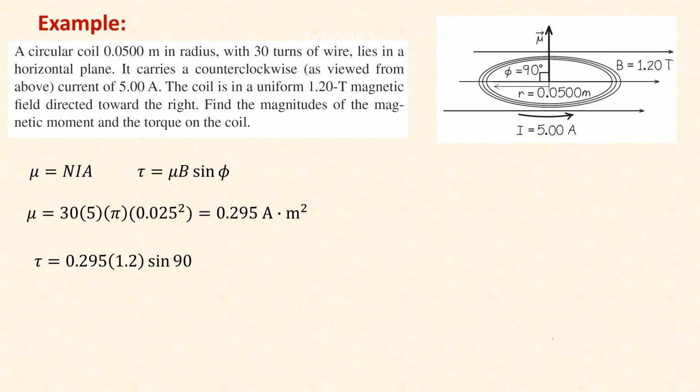And then the torque becomes 1.178 times 1.2 times sine of 90 degrees. The angle between mu and B is 90 degrees. So it becomes about 1.4 something, right? Again, this should be 4 times bigger. These are wrong, all right.